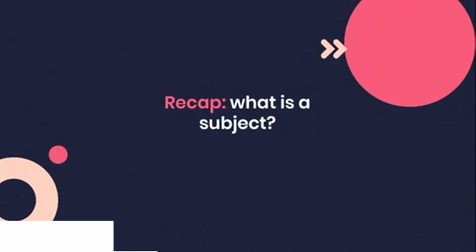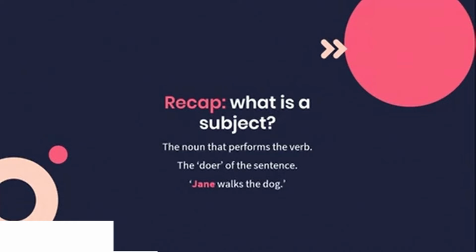What is a subject? Now, we covered the concept of a subject in the last lesson, so maybe you remember. A subject is the noun that performs the verb, the doer of the sentence. In the sentence, Jane walks the dog, Jane is the subject. Jane is the doer. She does the walking. She performs the verb.